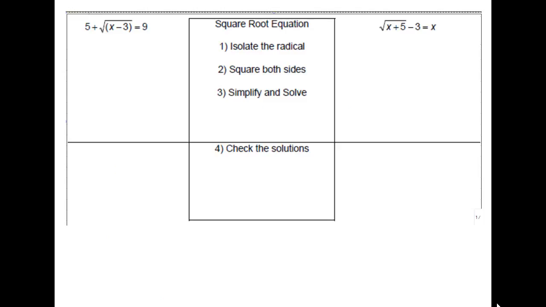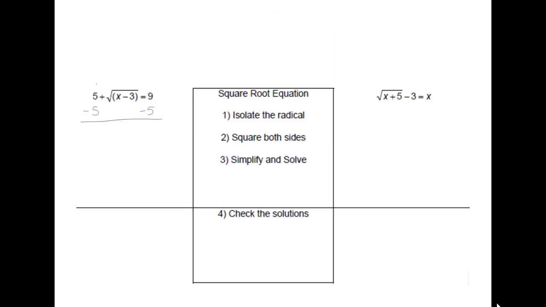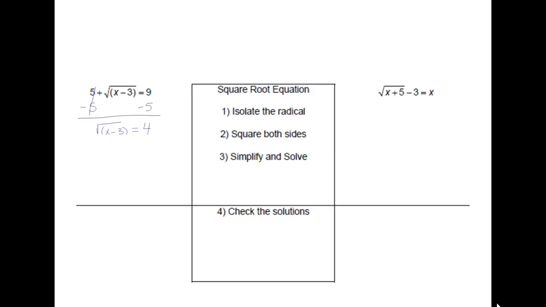Now here's a couple of problems that we could try. Now this one's a little bit different because besides the square root, we have a 5 being added to the square root equation. The easiest thing to do is to isolate the radical. So we need to get rid of that plus 5. Now what is the opposite of a plus 5? Very good. We will have to subtract 5 from both sides. On the left side, they cross out, and on the right side, they become 9 minus 5, which is 4.